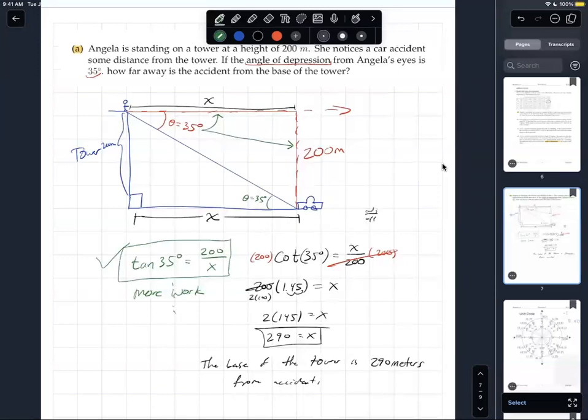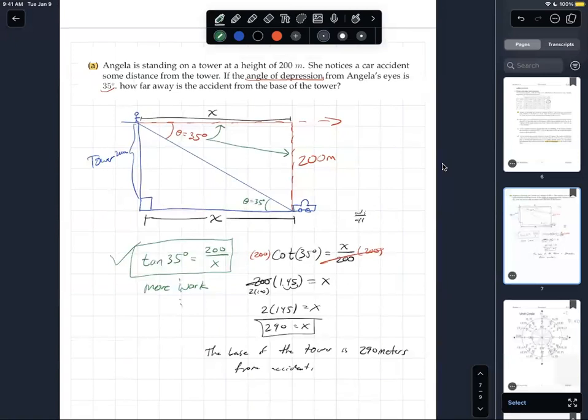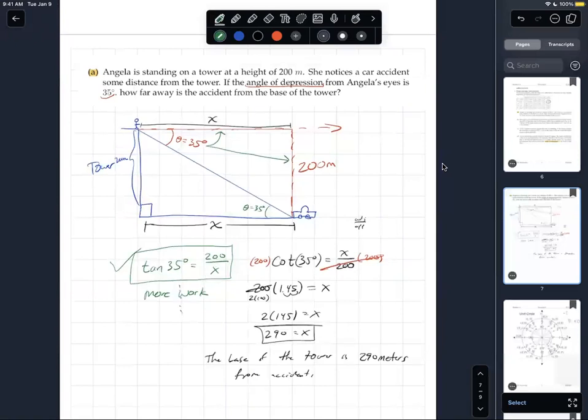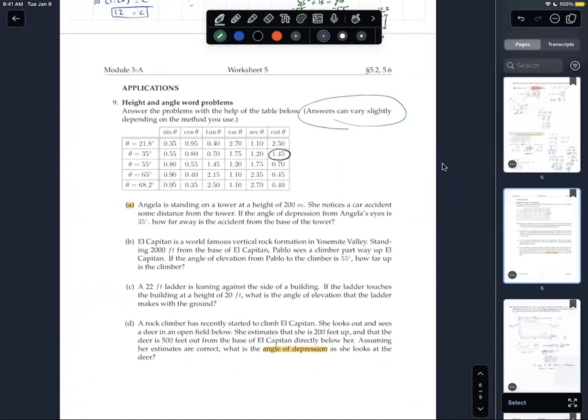Will it be just like number 8 as well, where you get a different answer? Like with cotangent you got 290 but with tan you got a different answer. Will that also work on that worksheet too? Yes. The answers may vary on this problem as well. It does say that right there in the problem.